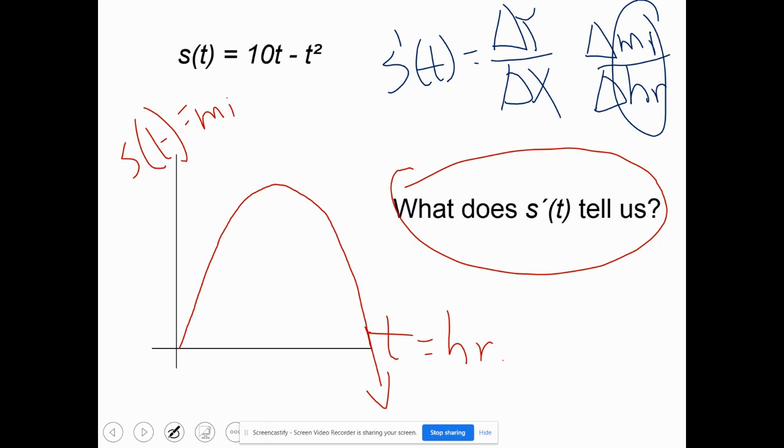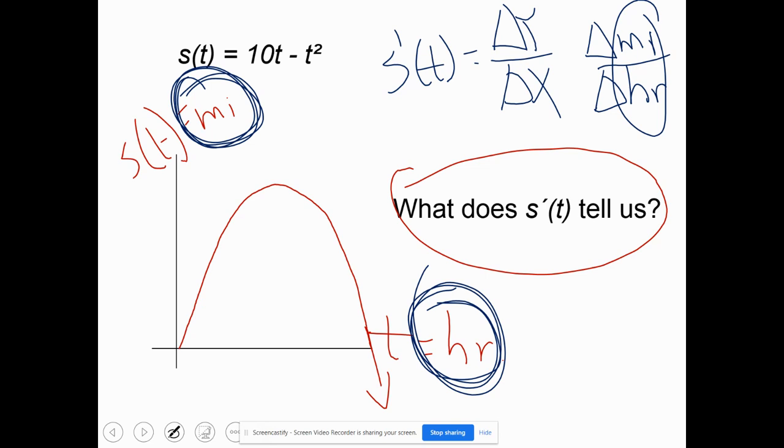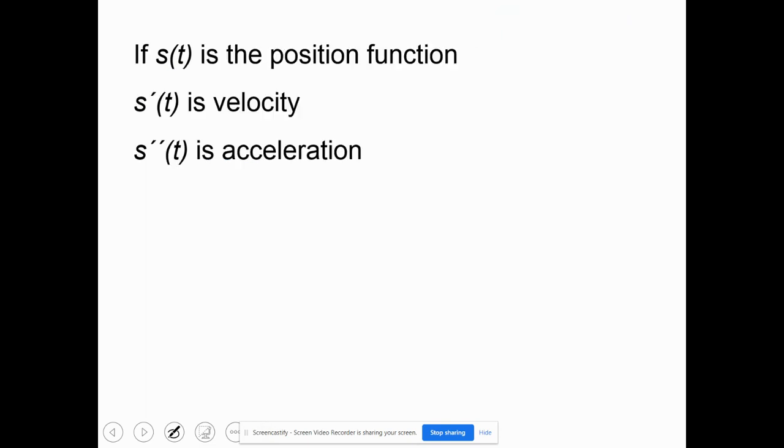Velocity or speed. Speed and velocity are very closely related, but really velocity is what we're talking about. All you've got to do is know what the x is measuring and what the y is measuring and put the y unit over the x unit. That would always be the units that you should be putting on s prime. So here's what we need to know. If s of t is telling you the position of a function, s prime is giving you the velocity of the function. And we usually don't use s prime, we usually use v of t.